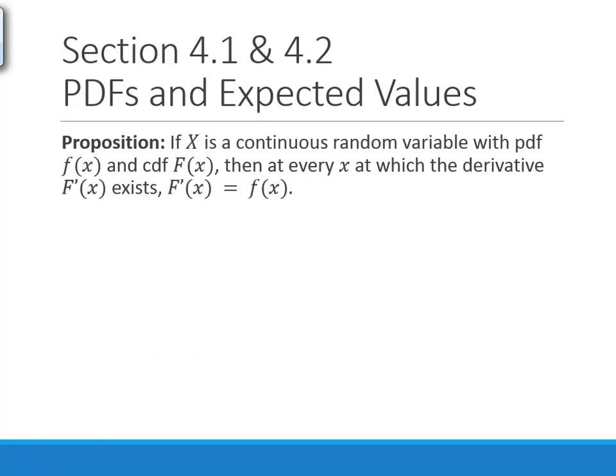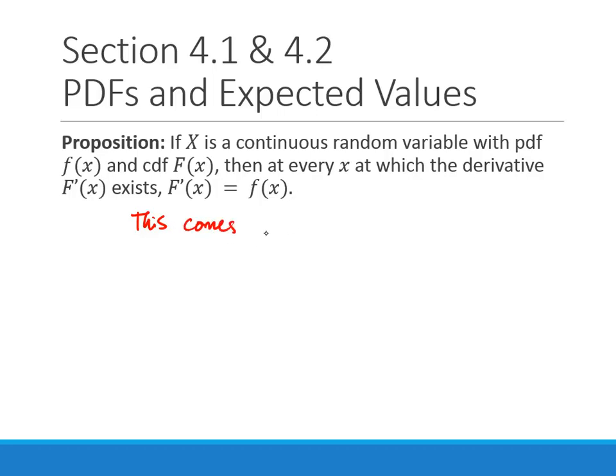So let's quiz your calculus knowledge here. Proposition for you: if we have a continuous random variable whose PDF is lowercase f and CDF is capital F, then we can make this statement: at every point x at which the derivative of that CDF exists, that derivative is going to be equal to the PDF, that same value. It's a nice property. And this is an application of the old fundamental theorem of calculus.